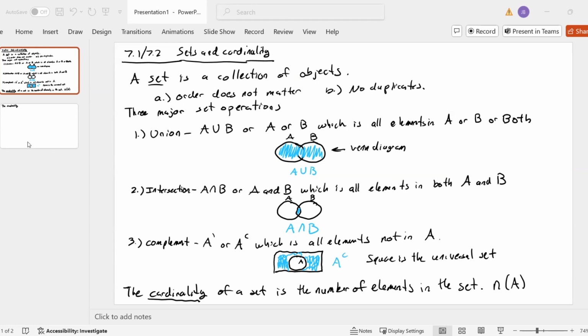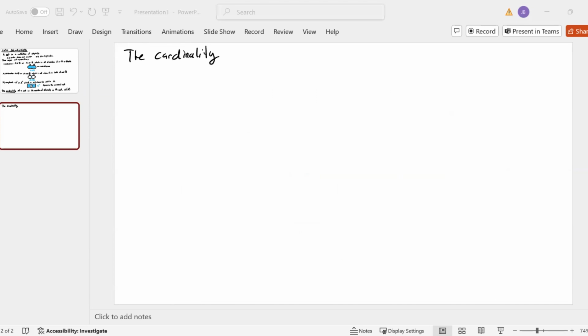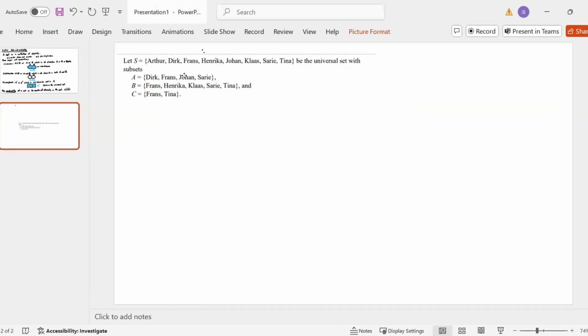Those are the main things that we talked about. There's one other little thing, the formula, that we'll talk about afterwards. But the first thing we want to be able to understand is finding sets and finding the cardinality. Most of the time, what they focus on more is the cardinality, from my experience. So here's an example.